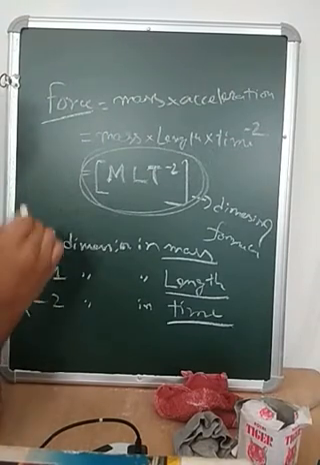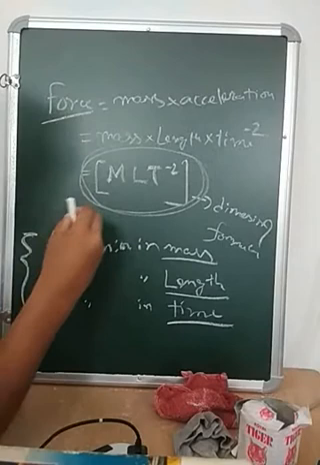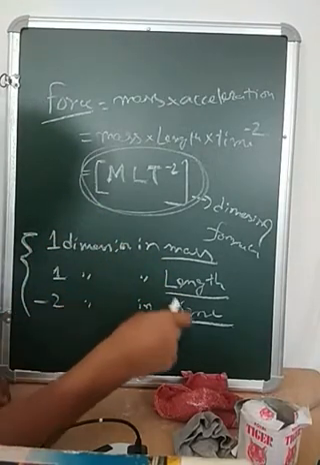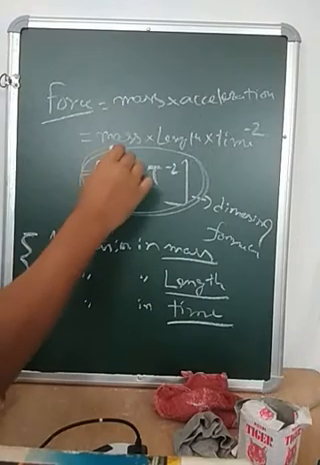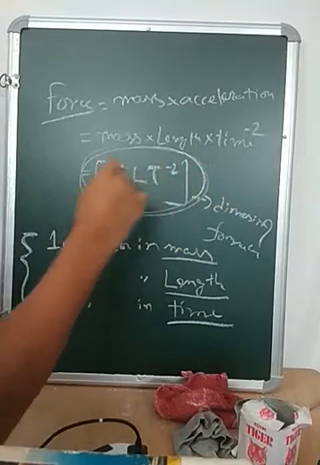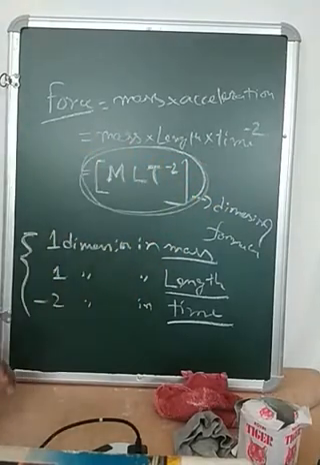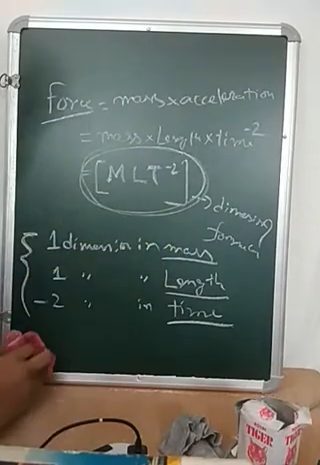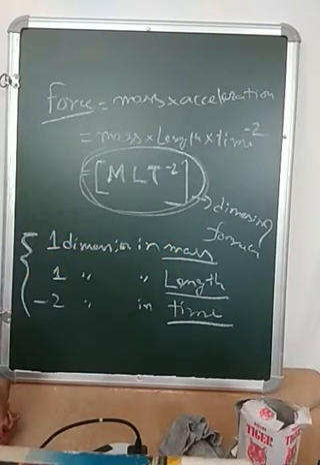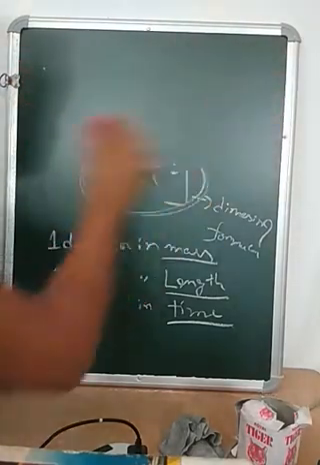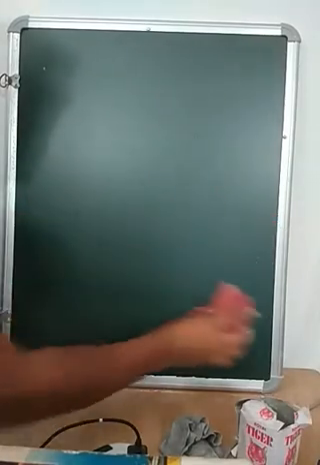So if you are asked to write the dimension of force, you have to write force is one dimension in mass, one dimension in length, and minus two dimension in time. And if you are asked to write the dimensional formula, then you have to write M L T to the power minus two. These are the differences between dimensional formula and dimension. Now we see other terms, how to calculate the dimensional formula.